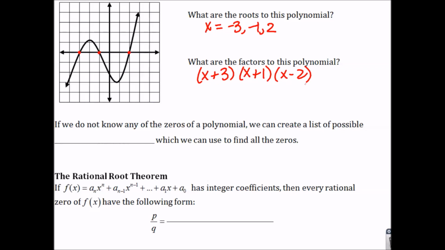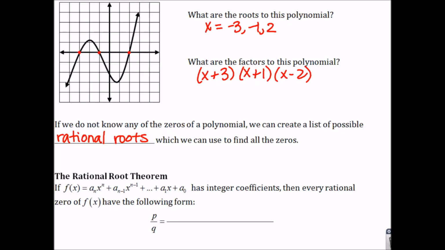Now, if we do not know any of the zeros of a polynomial, so if we don't have a graph, we can create a list of possible rational roots, which we can then use, along with synthetic division, to find all of the roots, or zeros. Just a reminder, rational numbers are numbers that can be written as fractions. So this list will give us some integers as well as some fractions.